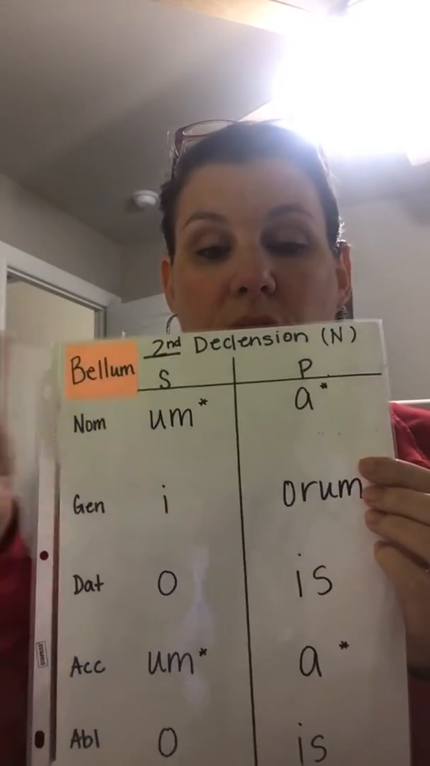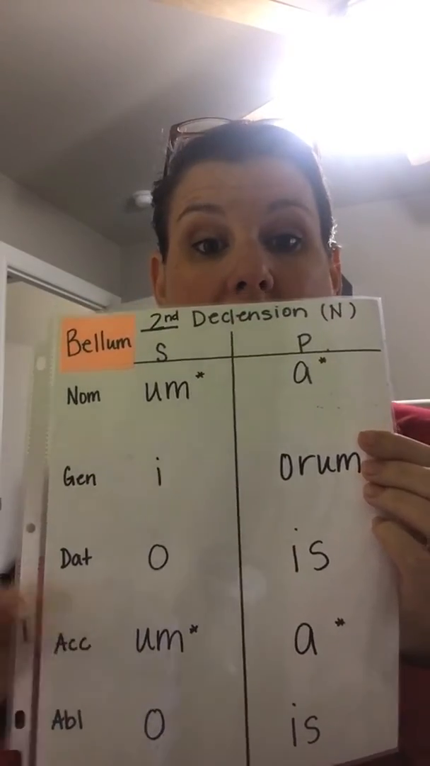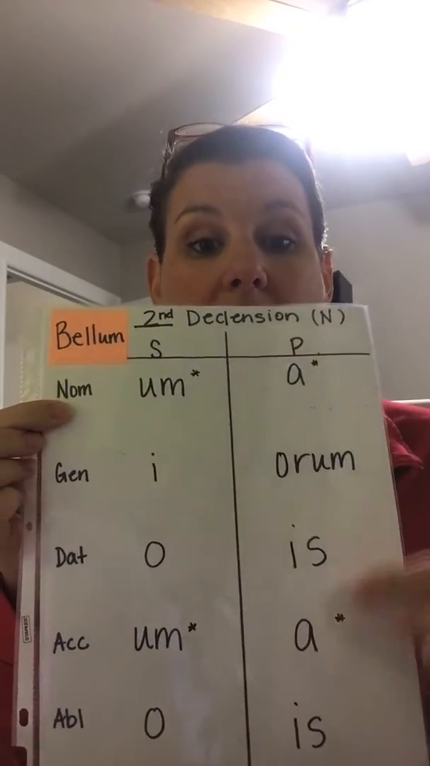Now remember, I'll hold this up so you can see it. In the neuter, we have a neuter rule. Nominative and accusative are the same, in singular and in plural, and they are both a. So remember that neuter rule that will help us in our translations. Okay, and then finding endings.